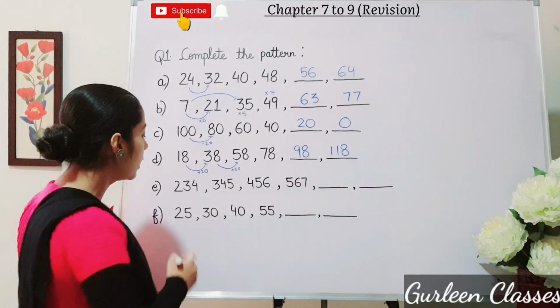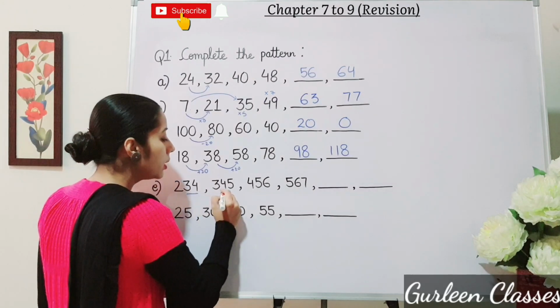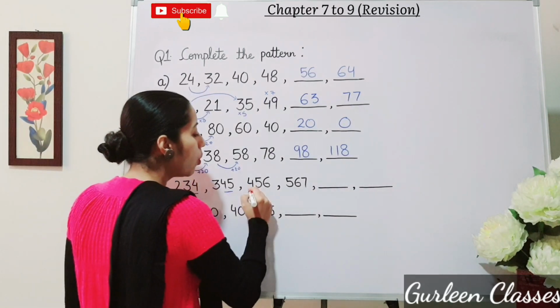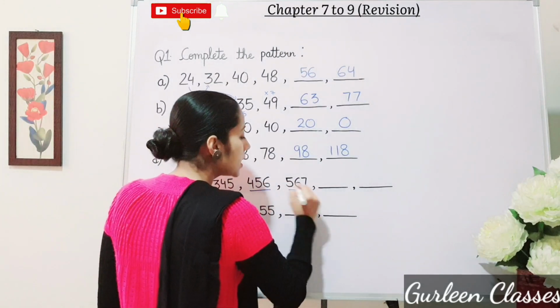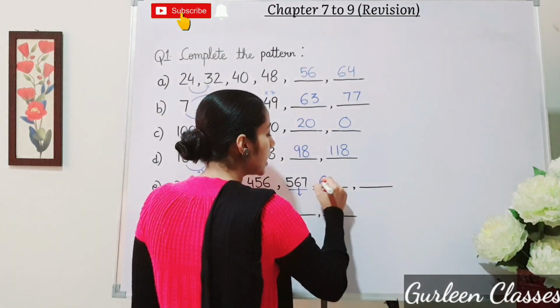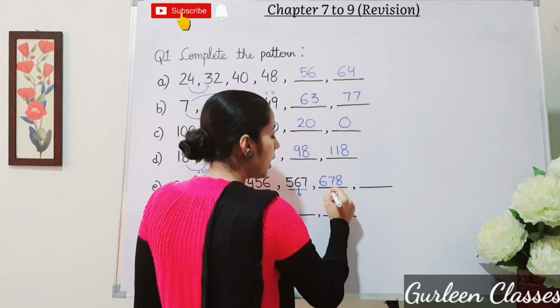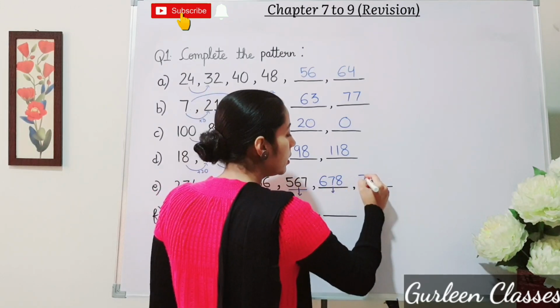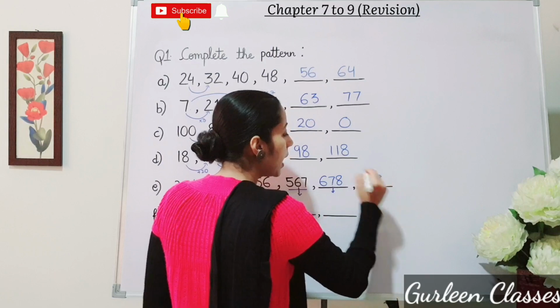Now E part: 234, 345, 456, 567. Just see the pattern here. 2, 3, 4, 3, 4, 5, 4, 5, 6, 5, 6, 7. So again now we will take from second number. It will be 6, 7, 8. Then again from second number, 7, 8 and 9.